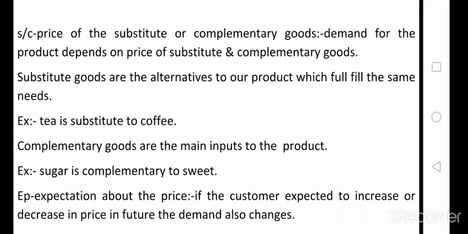In the first factor of demand, we discussed that the price of the product changes the demand for the product. But in this condition, the price of substitute and complementary goods determines the demand for the product.